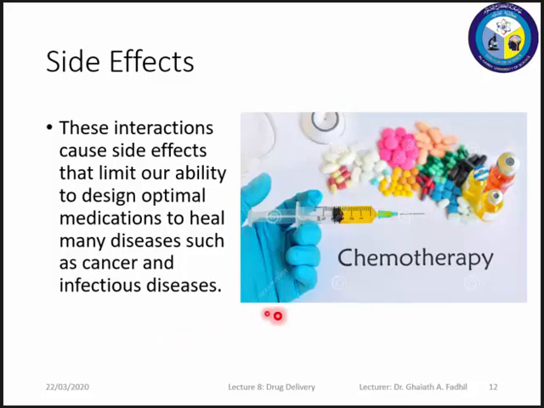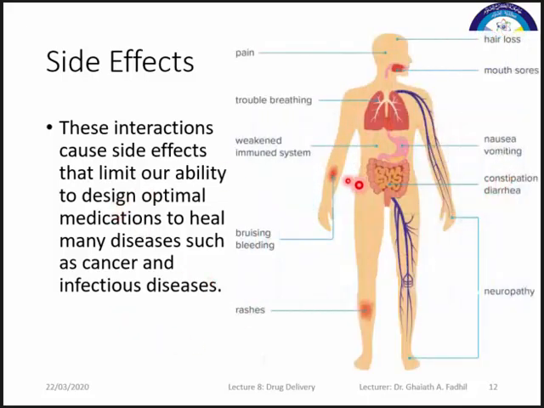fast medication, like cancer and infectious diseases. Especially with cancer, we go to people who are going into chemotherapy. They suffer from many side effects, really major side effects, because the chemotherapy almost affects most of the organs inside the body, which varies from hair loss to pains and rashes and so forth.